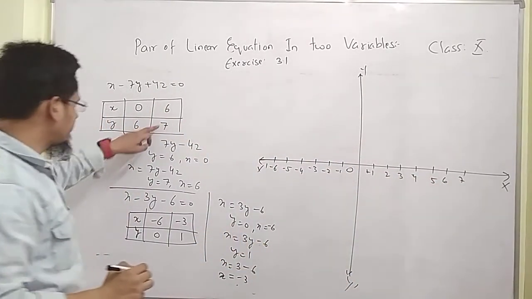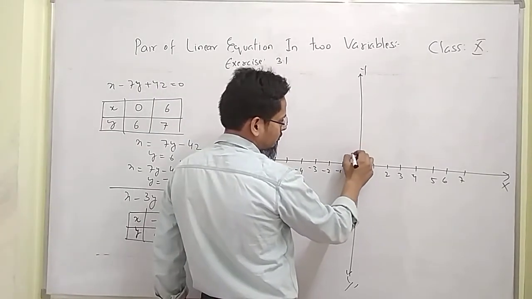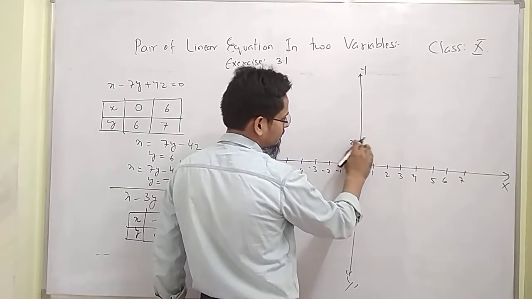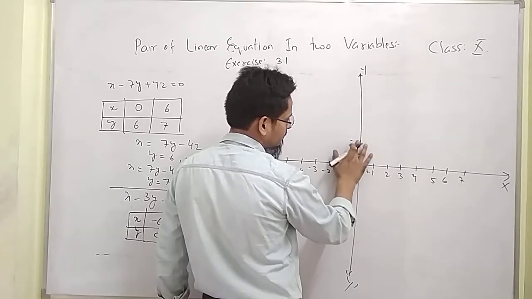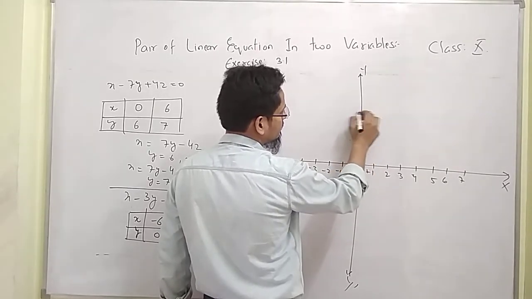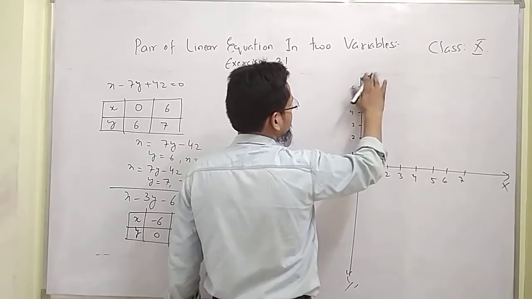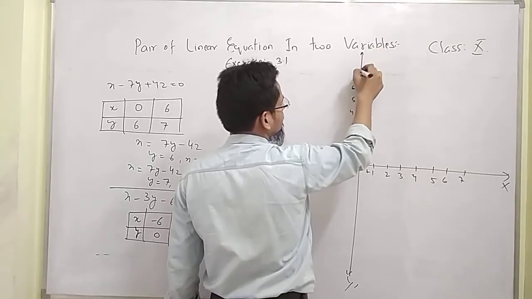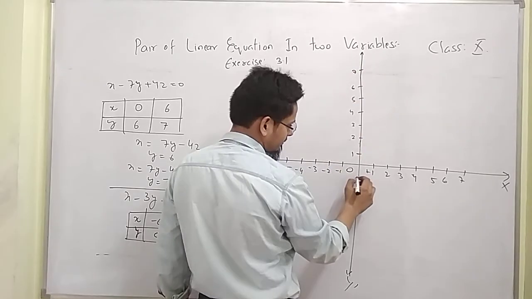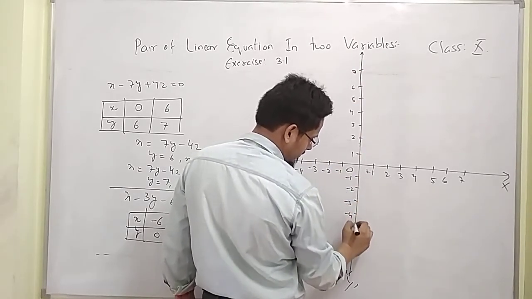On y the maximum is 7, and on the minus side the maximum is 1, so it is 1, 2, 3, 4, 5, 6, 7. Minus 1, minus 2, minus 3, minus 5.